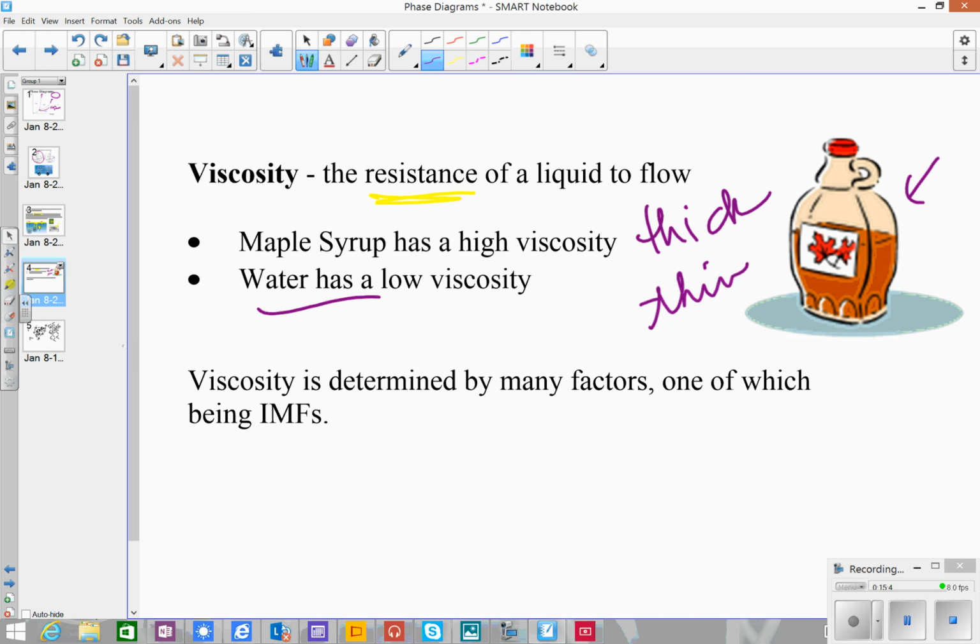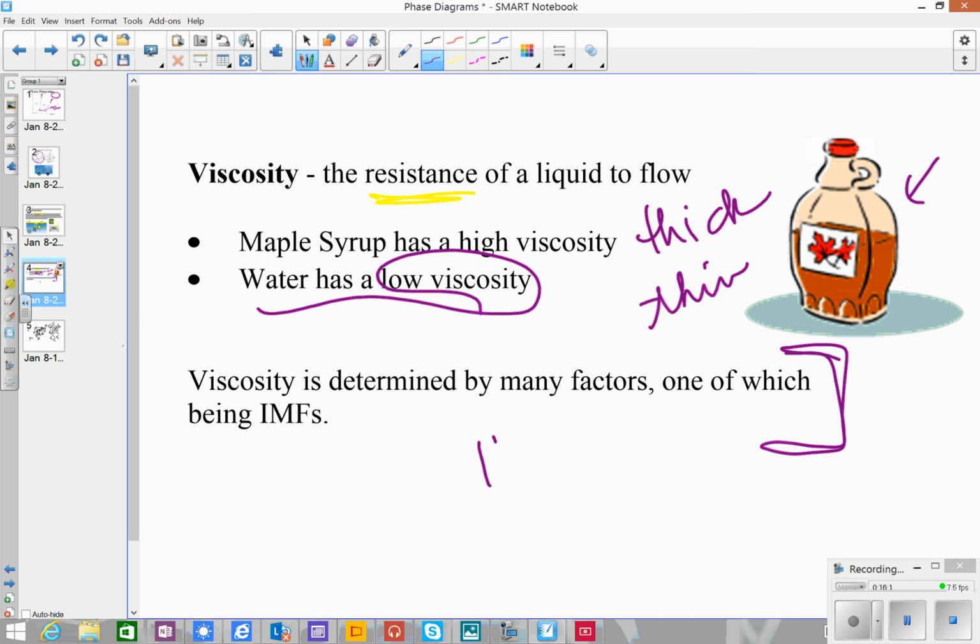Now, it says here water has a low viscosity, but you got to be careful. If you're comparing water to another pure substance, like rubbing alcohol, for example, water has hydrogen bonding forces, and rubbing alcohol has dipole-dipole forces. So water's actually stronger, and therefore it would have a higher viscosity. So it's all a matter of what it's being compared to. Really what we need to think about is that viscosity is determined by intermolecular forces if we're comparing two things to each other.